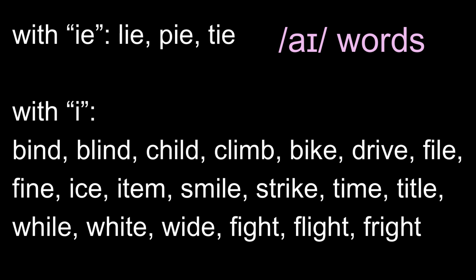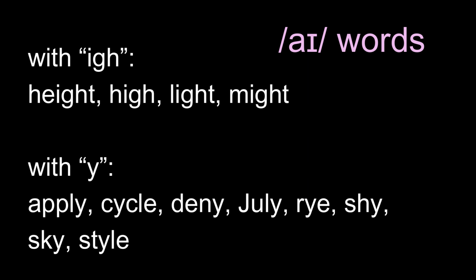I words. The diphthong I can be found in these words. With IE, lie, pie, tie. With I, bind, blind, child, climb, bike, drive, file, fine, ice, item, smile, strike, time, title, while, white, wide, fight, flight, fright. With IGH, height, high, light, might.